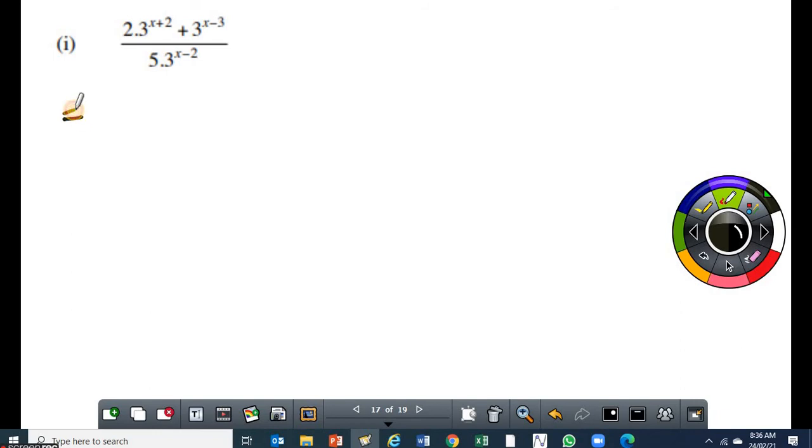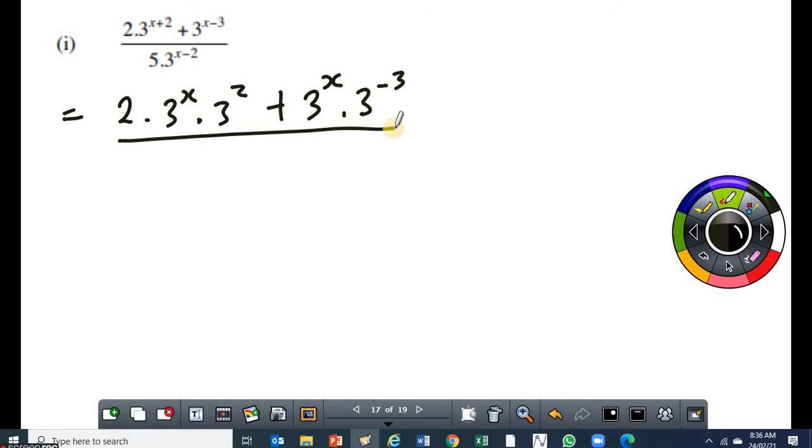Okay? So this will be equal to 2 times 3 to the power of x times 3 squared plus 3 to the power of x times 3 to the power of minus 3, all over, okay? The denominator is already simplified, but I'm just going to use lower 1. 3 to the power of x times 3 to the power of negative 2. Like that. Please, don't ever make a mistake of trying to cancel out terms like this. You have to factorize first.